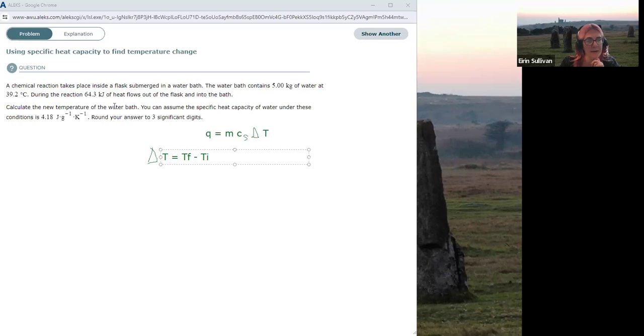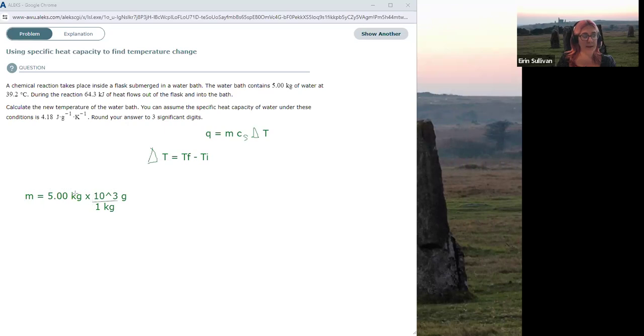If it had told me that the flask had cooled down, if heat had flowed from the bath into the flask, my final temperature should be colder, right? So just be careful. Okay, so we've got 5 kilograms of water, so I'm going to have to convert my mass into grams. Use the fact that 1 kilogram is 10 to the power of 3 grams, okay?